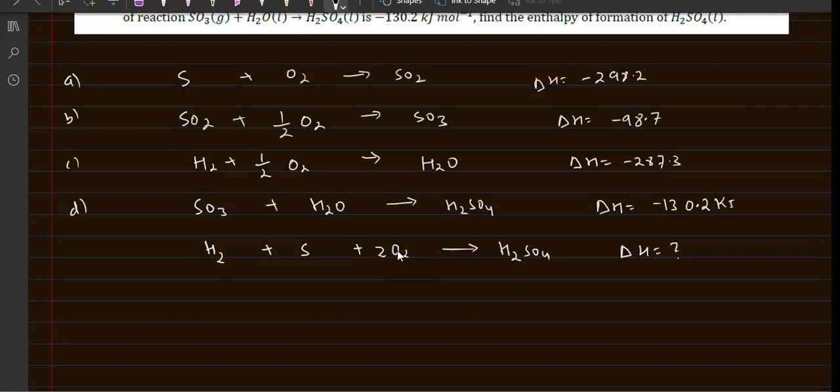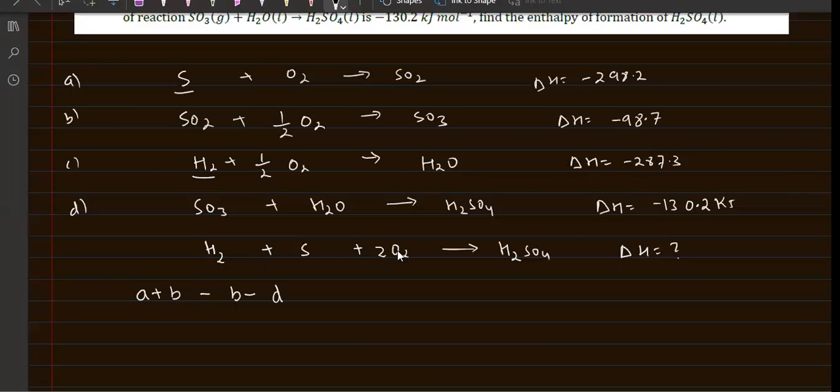In reactant, you have H2 and S. So A and B are your reactants. O2 is also a reactant, but O2 is already present here, right? Now, SO2 and SO3 are not reactants. They are not here, right? H2O is also not here, right? So minus B, minus D. Okay? Now, let's do this and see what will happen.